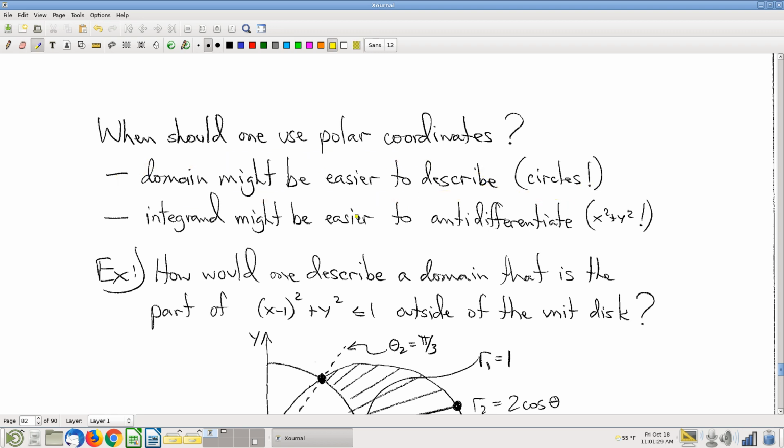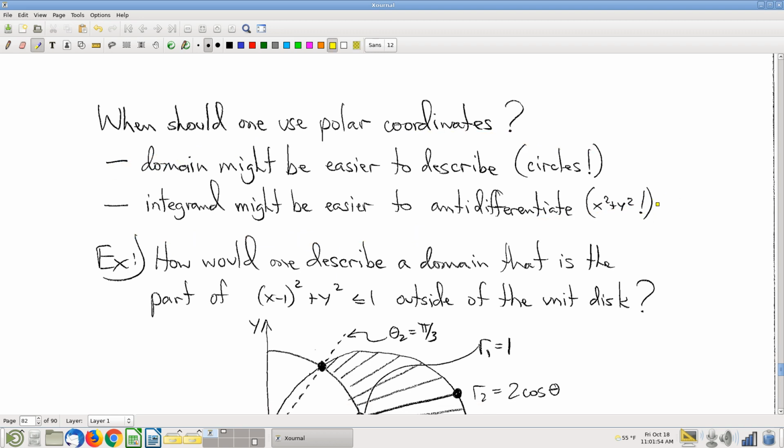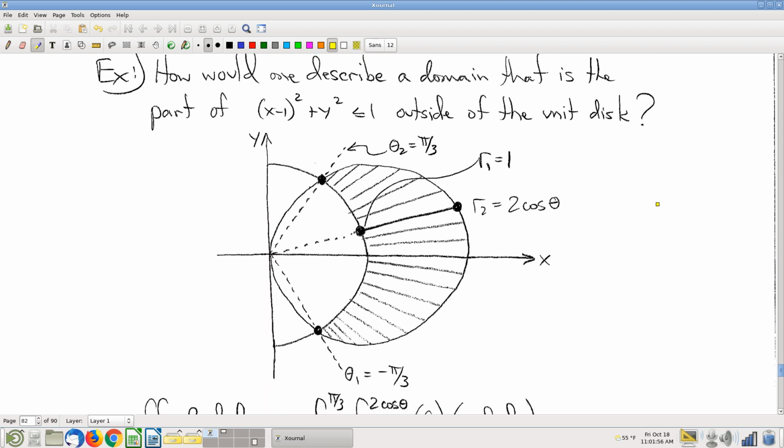And every so often you get an integrand that might be easier to anti-differentiate. The expression x squared plus y squared in rectangular coordinates turns into something a little easier in polar coordinates. It turns into r squared. One term instead of two terms, right? It's convenient. Okay, so just keep your eyes open. These are your tip-offs, often, for whether you should be thinking in terms of polar coordinates. Another example.